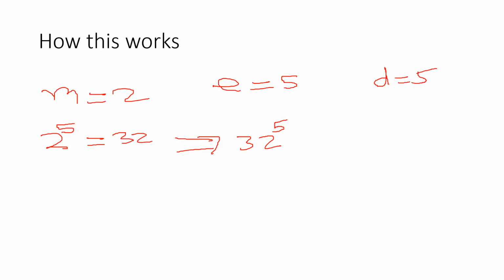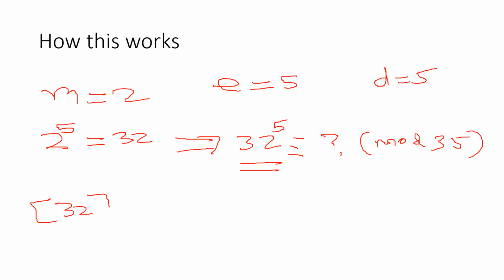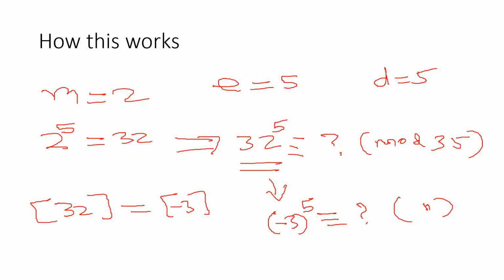But that's a large number, and we want to find out what this is equal to in modulo 35 arithmetic. One interesting thing we could do is that we know that 32 and minus 3 are in the same class, because 32 minus 3 is 35, which is divisible by 35. So they're in the same class, and therefore we might replace 32 by minus 3. So we can write this as minus 3 to the 5, but minus 3 to the 5 is equal to minus 243.